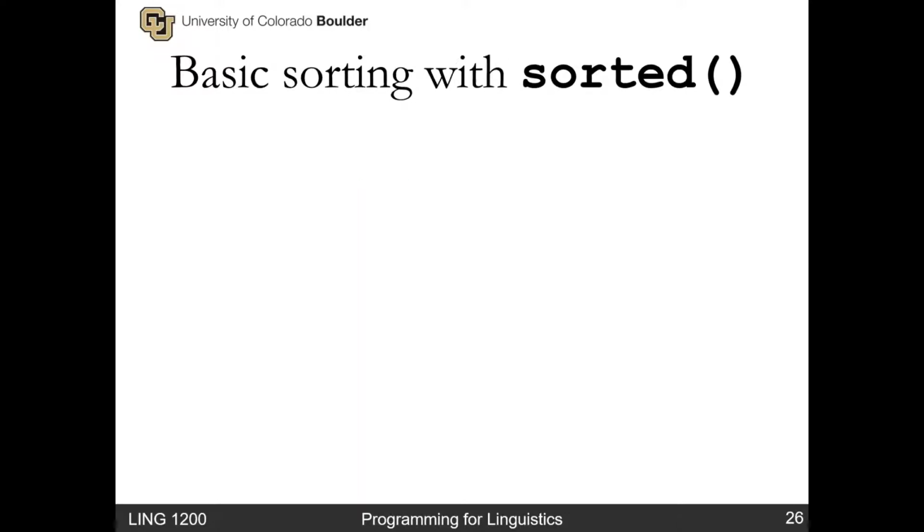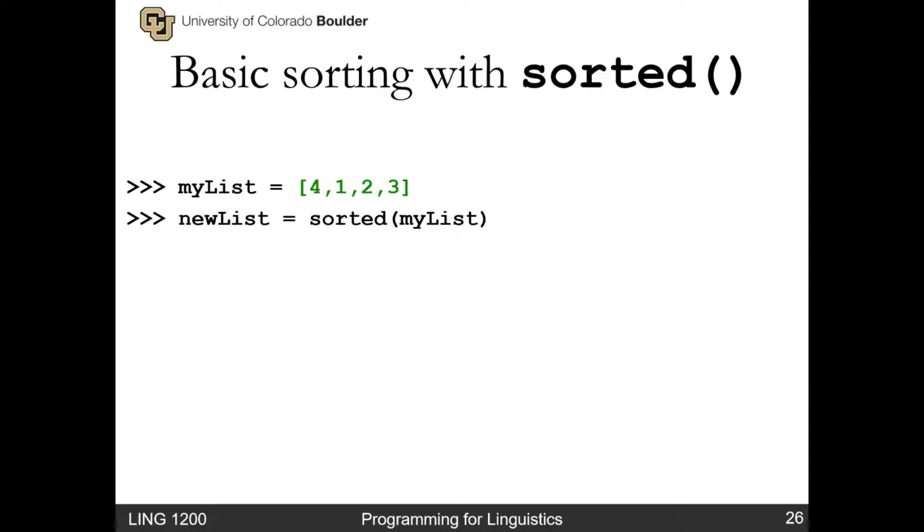There's another way to do this, and that's with the sorted function. This works a little bit differently. So if we have our list, my list, with 4 numbers, we then put that list into the function sorted, and give it a variable name, new list. If we then print out my list, we're going to get the original list back. Nothing's changed. However, if we print out or call new list, we will get the sorted list.